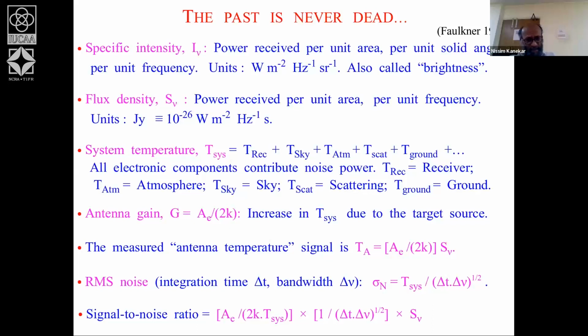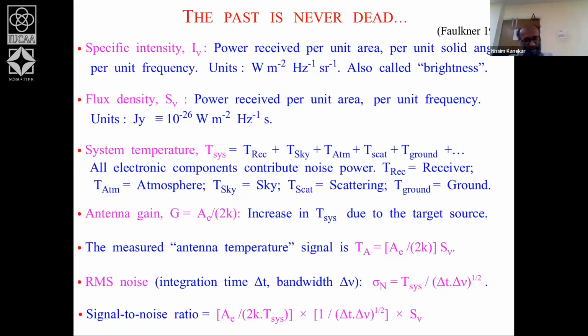The definite ones that contribute to system temperature are first the receiver temperature, which you can reduce to as low a value as possible by including a low noise amplifier very close to the feed, which bumps up the signal while not adding much noise. The sky temperature, which as we mentioned is very important at low frequencies, less than about 500 megahertz, but is not that important between say 1 and 10 gigahertz or higher frequencies. The atmospheric contributions, which as we mentioned are very important at frequencies above about 20 gigahertz, but are not important typically between 1 and 10 gigahertz or lower frequencies.